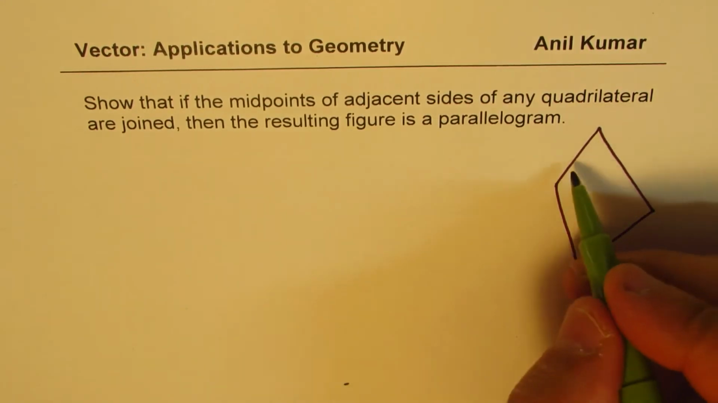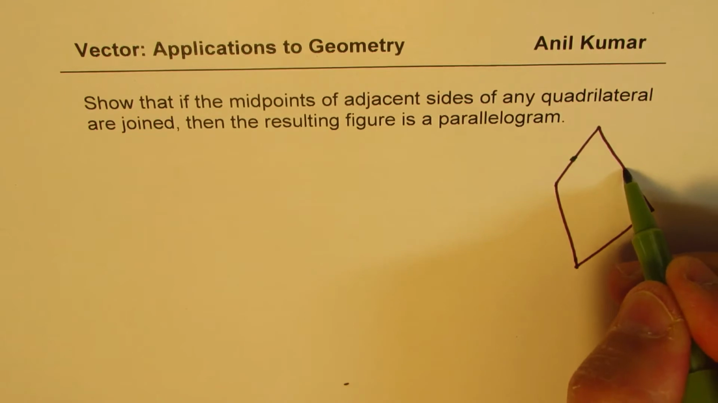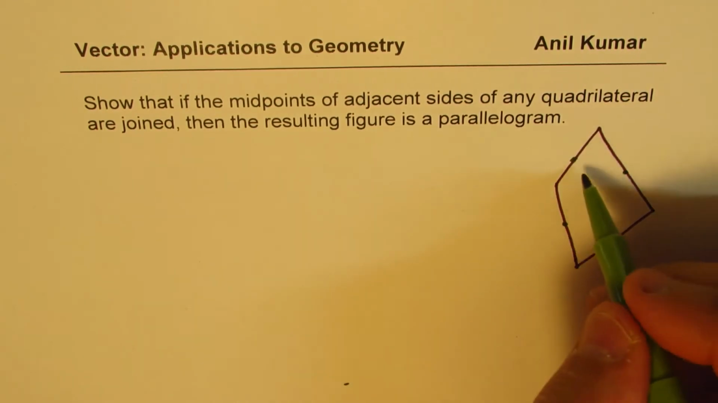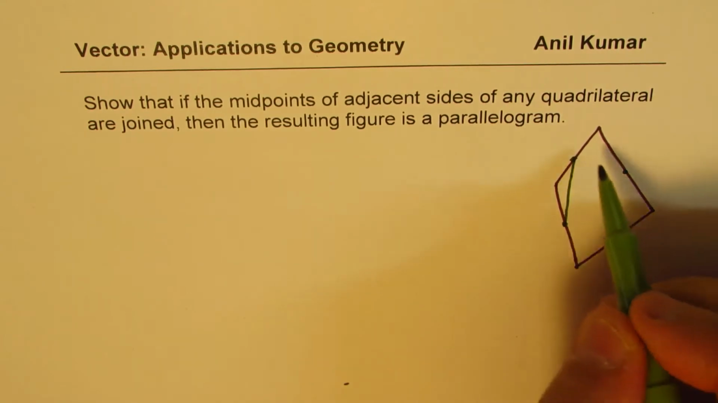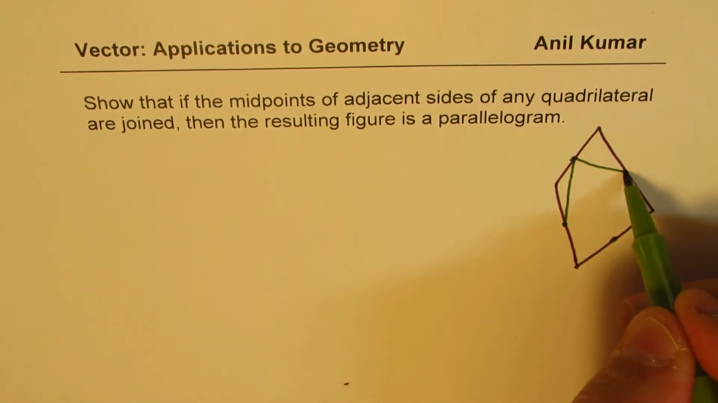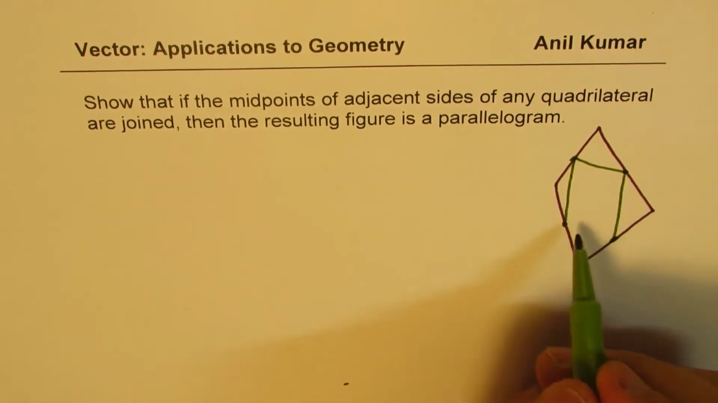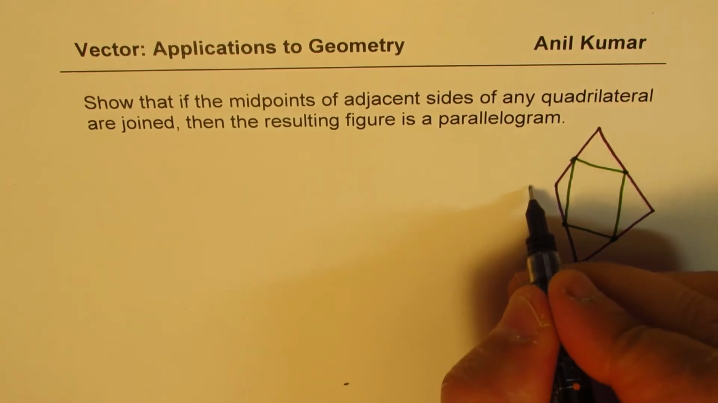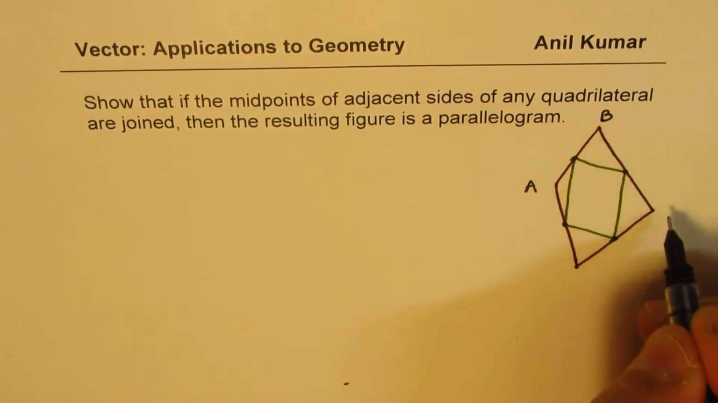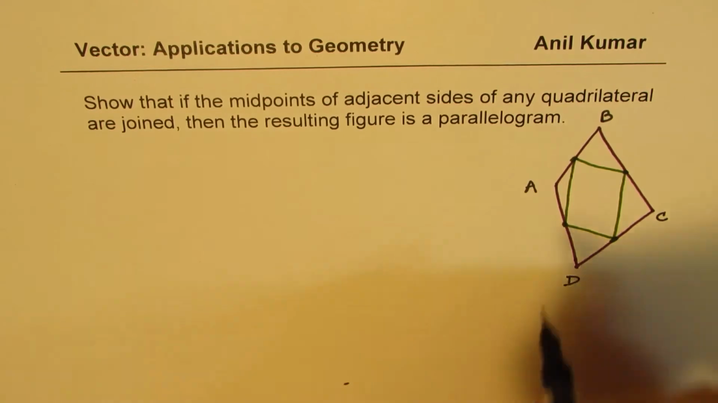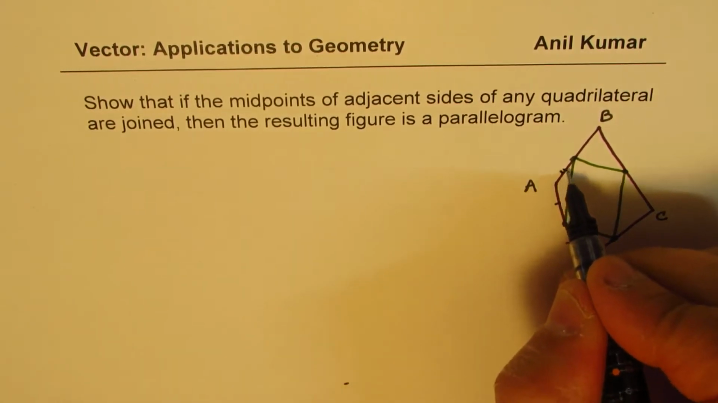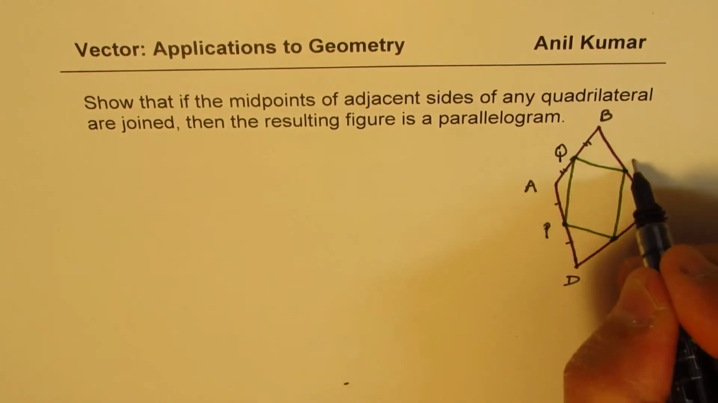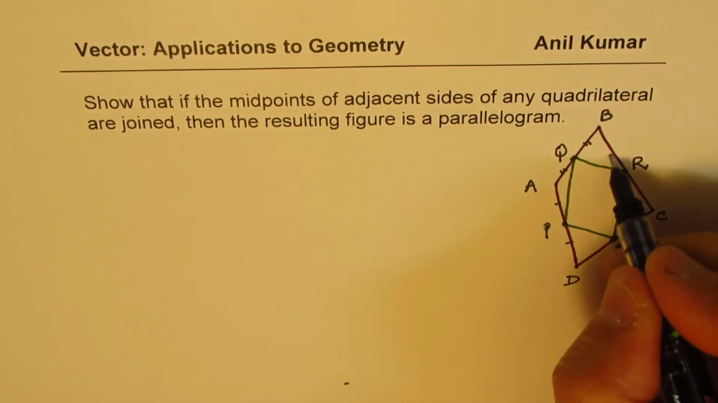Now what we are going to do here is join the midpoints. So let's say these are the midpoints for our quadrilateral, right? So we'll just join them. We need to prove that they form a parallelogram. That is what we need to prove, right? So I hope the concept is clear. So this is the quadrilateral A, B, C, D given to us, and the midpoints means these are the points which we are talking about. Let's say P, Q, R, and S, right? So these are the midpoints.